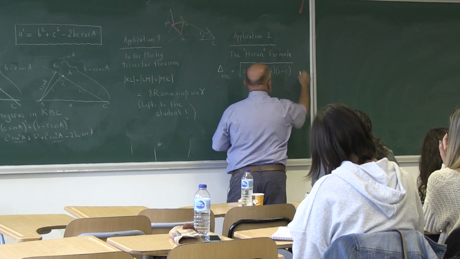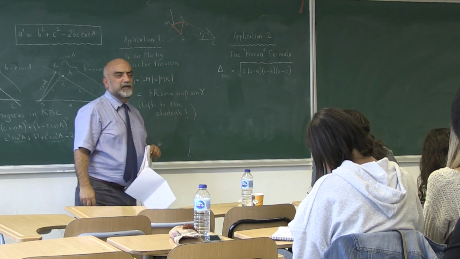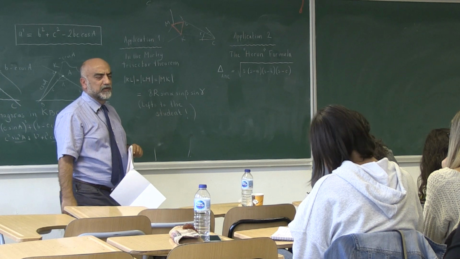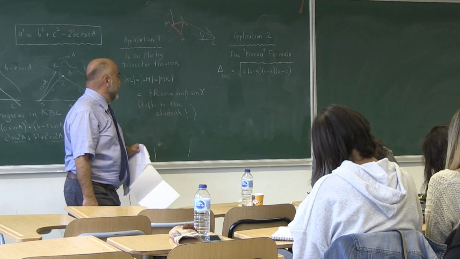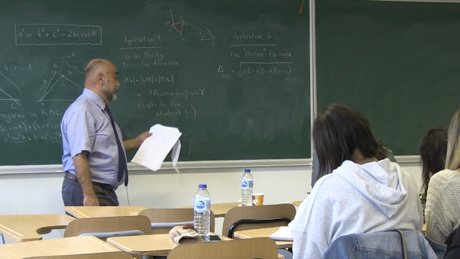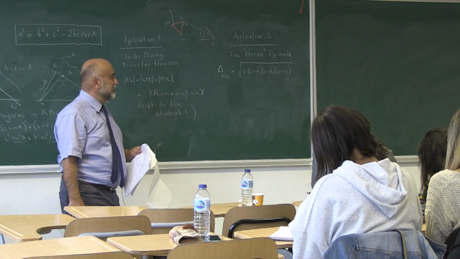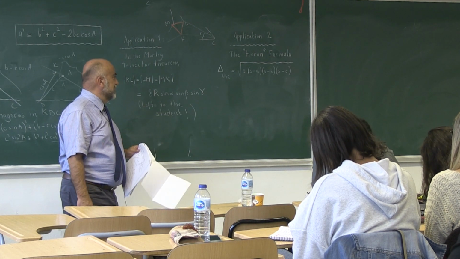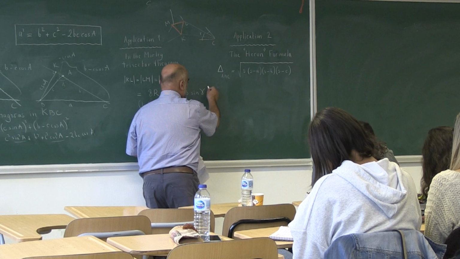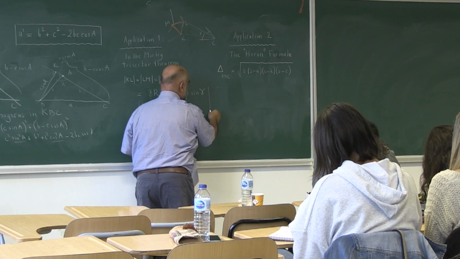Of course, the Heron formula historically was not proven by employing the cosine rule, the earliest proof I know is not in any way using it, but this can be proven very nicely using the cosine rule. Let me show you how it is done.